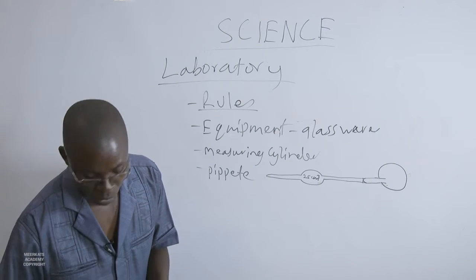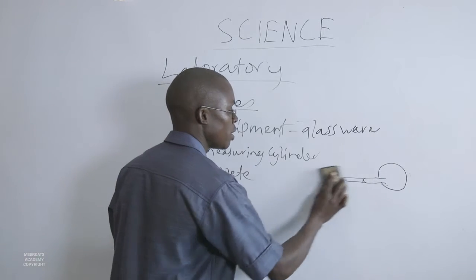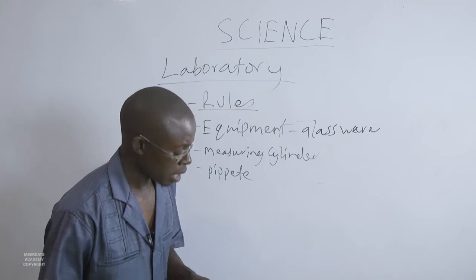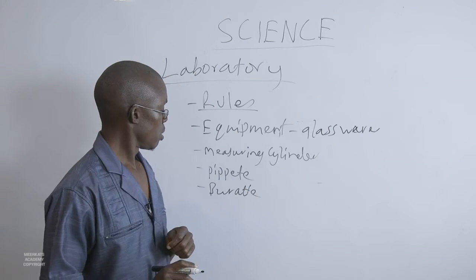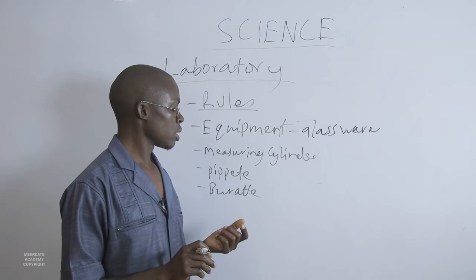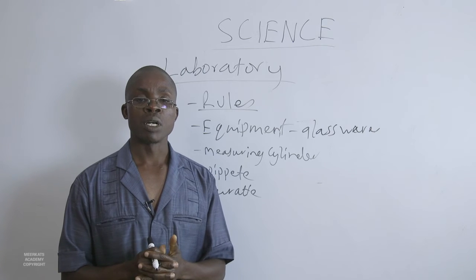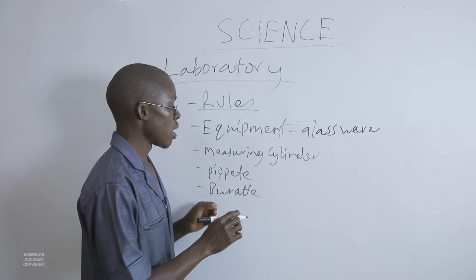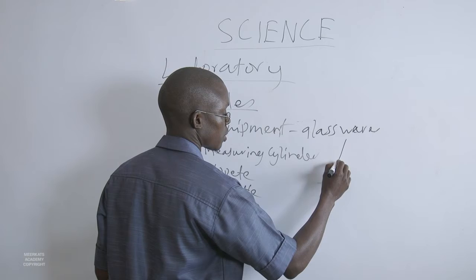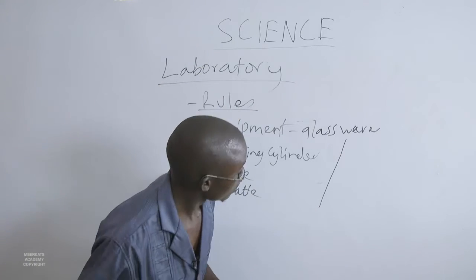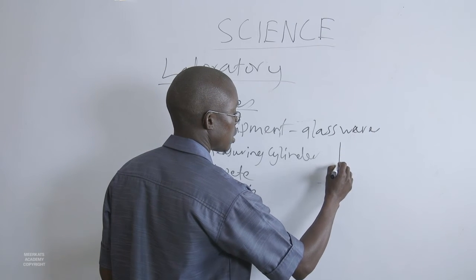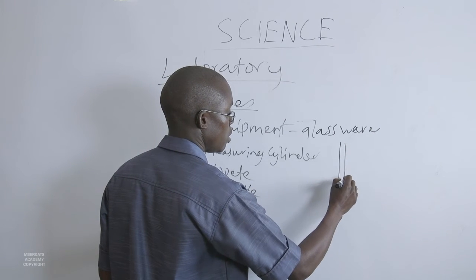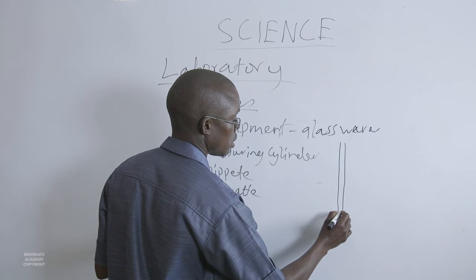However, we also have another one that now can give us varied volumes, and that is a burette. We have a burette. A burette is also used in measurement of volume, but varied volumes. It must always be at right angle. Then it has a clip.